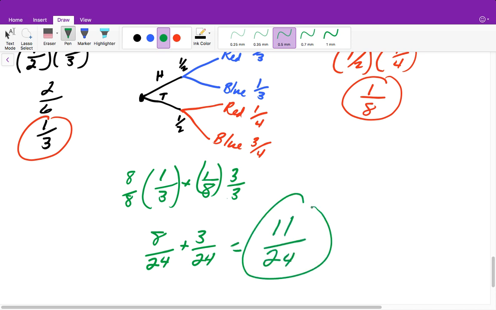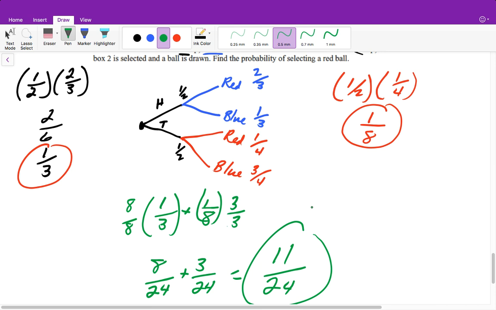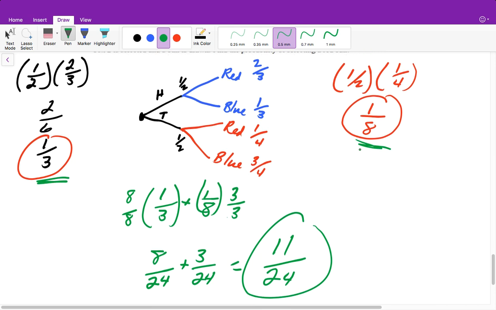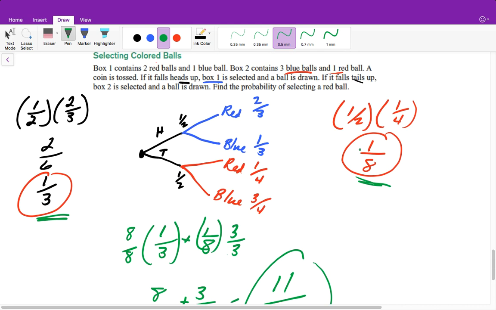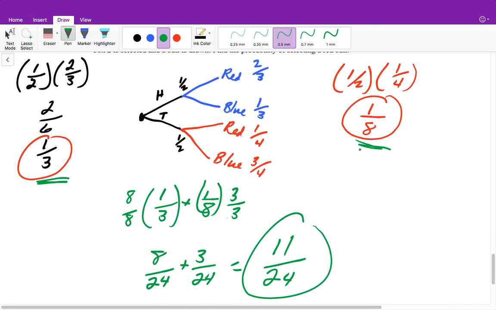So overall, even though there's multiple things happening here, two different events that can take place, since we add them together, we have 11 out of 24 chance of getting a red ball. All right, that is it for this video.